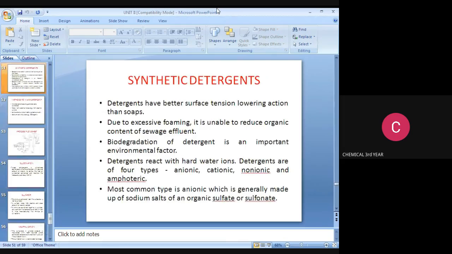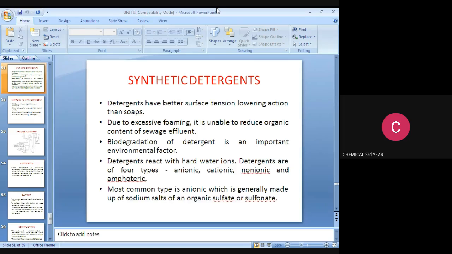So, what is a synthetic detergent? Synthetic detergents have a better surface tension lowering action than soaps. Due to the detergents we are using, excessive foaming is formed, and it is unable to reduce the organic content of sewage effluent. So biodegradation of detergent is a very important environmental factor. When we are preparing detergents, biodegradation of the detergent is very important. Detergents also react with hard water ions.